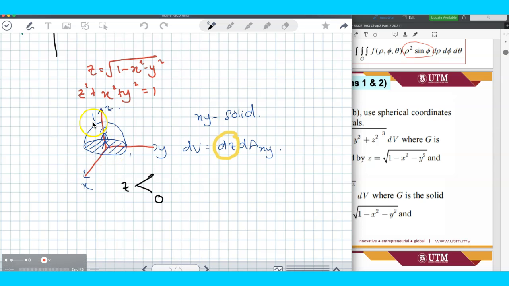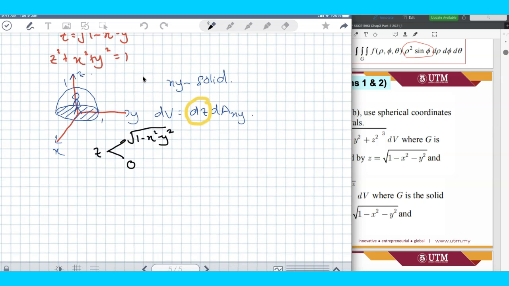And what is your upper bound? The upper bound is coming from the hemisphere. So what is the equation of the hemisphere? The equation of the hemisphere is given by square root of 1 minus x squared minus y squared. Okay, now we already obtained the limit of z. So now about the region. Where is your region? So this is your region, and we know this one is part of the sphere. So of course, your region on the XY plane should be a circle.